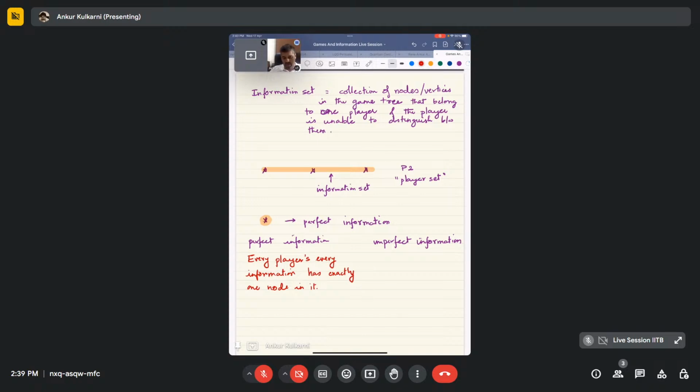If it is not a game of perfect information, then it is a game of imperfect information. So imperfect information simply means that there is at least one player who has an information set with more than one node.